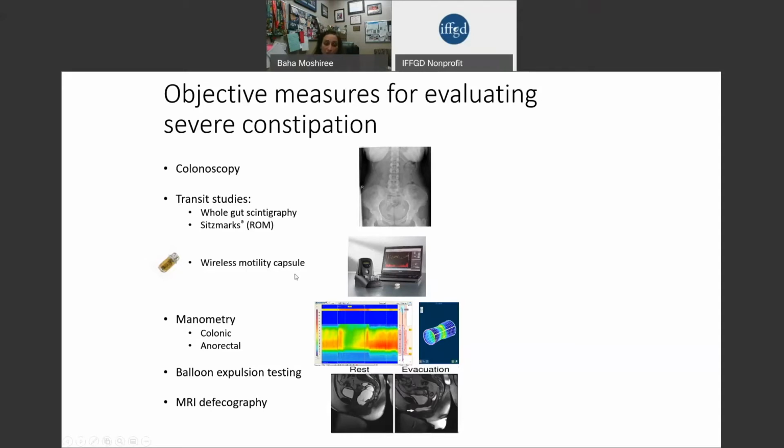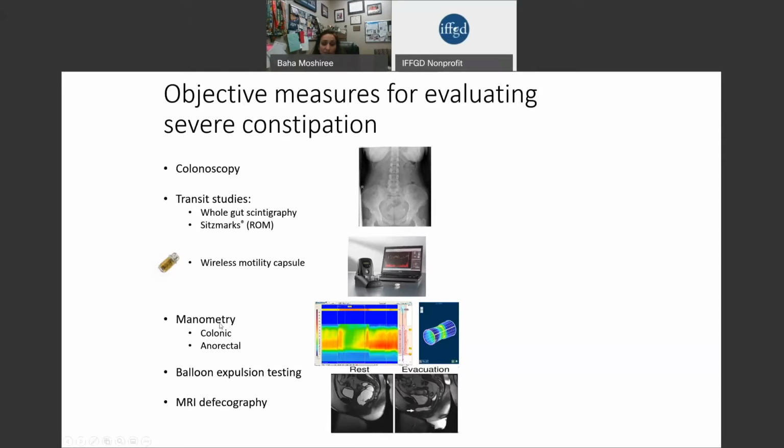Then there's the wireless motility capsule, which involves a capsule the patient swallows, and it goes through the entire gut. We look at the gastric, small bowel, and colon motility to see if we can see good contractions throughout or not. That could be one of the causes of constipation.